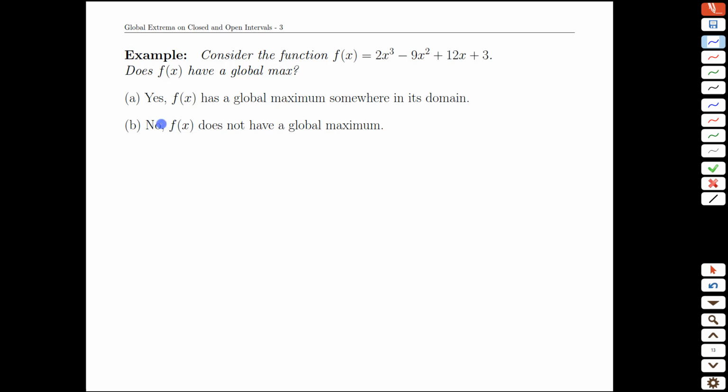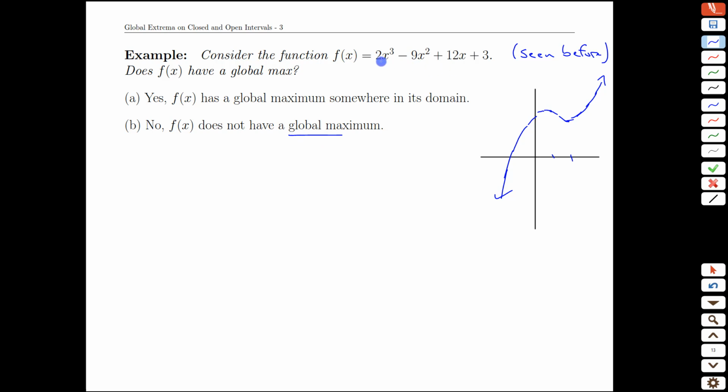All right, there's two possible ways to answer this. One is that we have seen this before, and so we actually know what the graph of this is. We know this is a graph that has two critical points and is a cubic, and so it's shaped like this. And so we know the graph goes off towards positive infinity, so cannot have a global maximum, and we would be done.